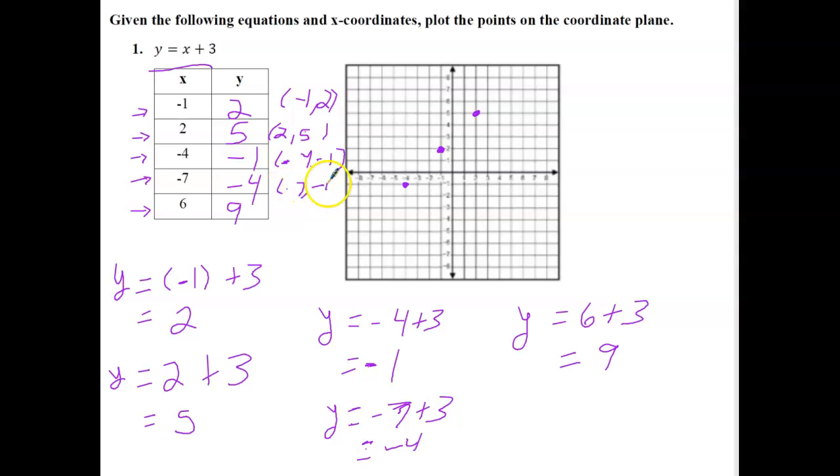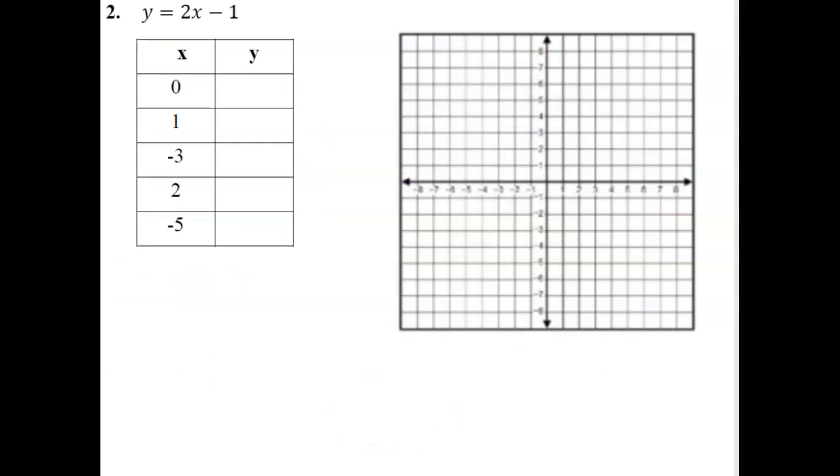Next one is -7, -4. So left 7, down 4, put a dot. And the last one is 6, comma 9. We go over to 6 and up to 9, which is going to be right here. And then what we can do is grab a straight edge or draw a straight line as much as possible. And we're going to put arrows on the end, because really, this line is going to go on forever and ever and ever.